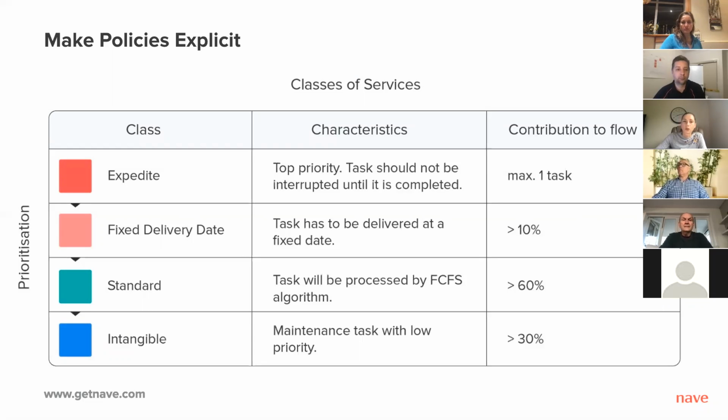There are 4 default classes of service in Kanban: expedite, fixed delivery date, standard, and intangible. Expedites are tasks that must be taken care of immediately. They suspend other work items in progress and should be completed as soon as possible. They're also allowed to break the WIP limits.